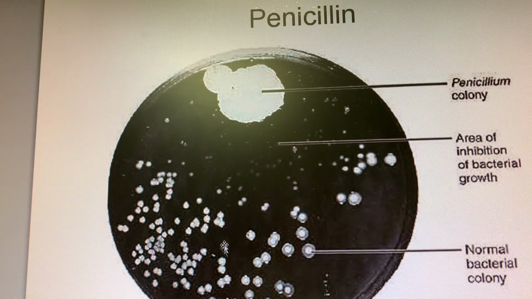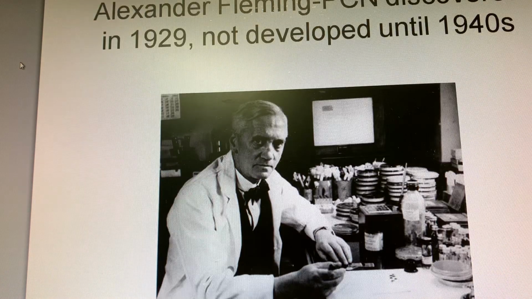And when he came back, this is what they found. We had a normal bacterial colony, this penicillium spore that had fallen onto the slide, and a huge area where the growth of the bacteria was inhibited. So Fleming looked at this and it was like, that's interesting, but he didn't really do anything with it.